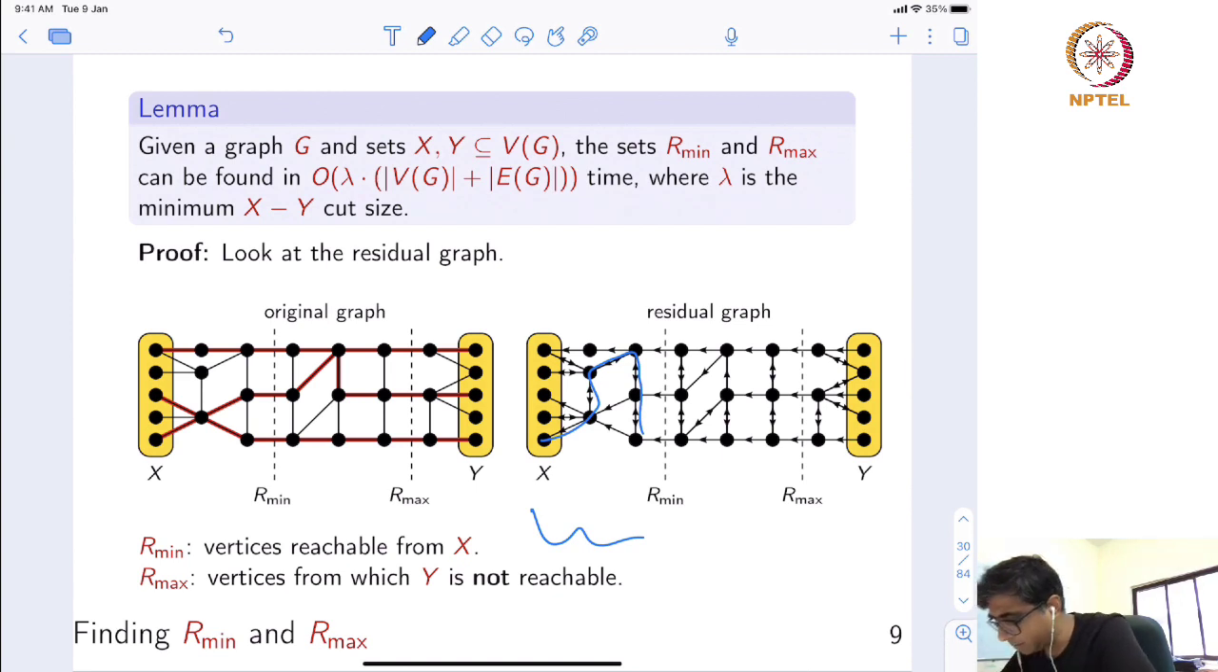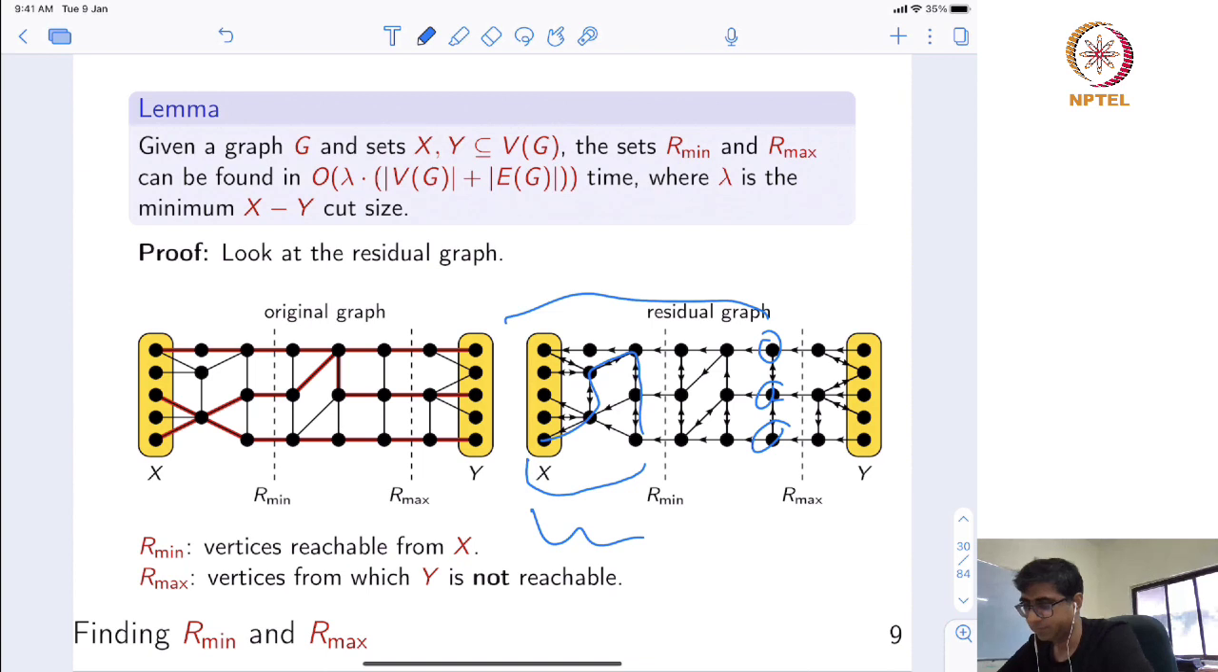And what is R max? Vertices from which Y is not reachable. Which are those vertices? I cannot reach Y from here, nor from these vertices, nor from these vertices. So this is R max and this is R min. This is how you can also construct R max and R min.